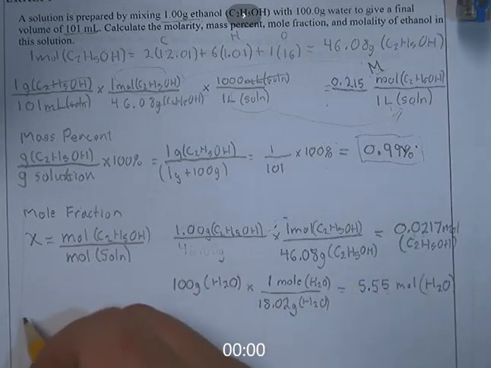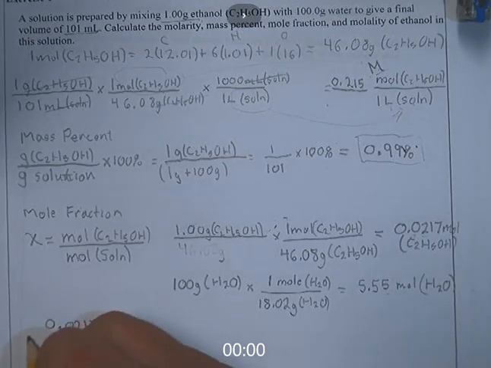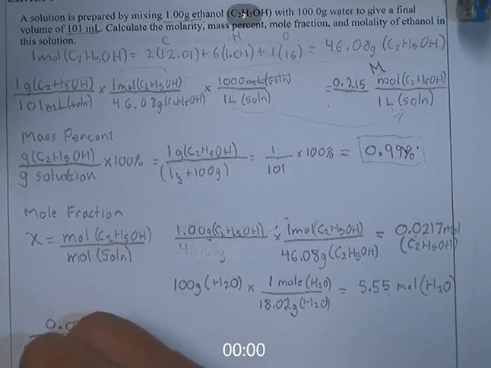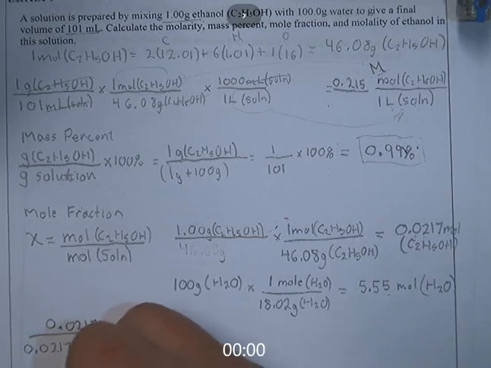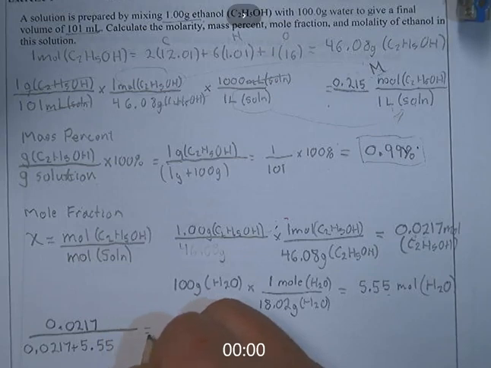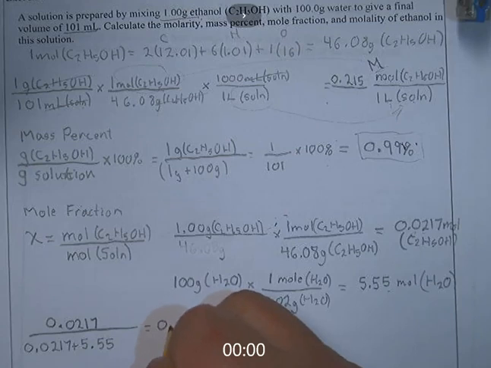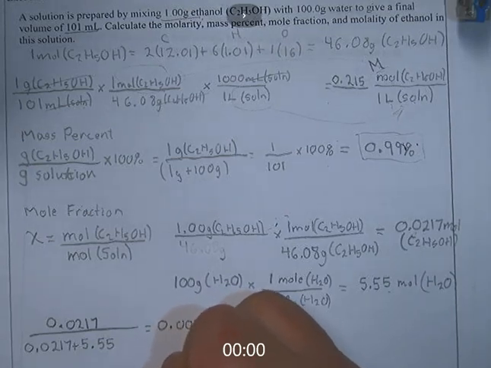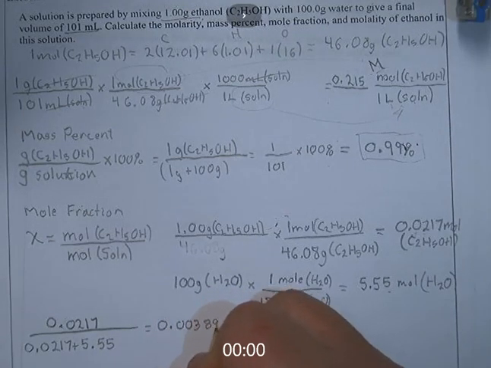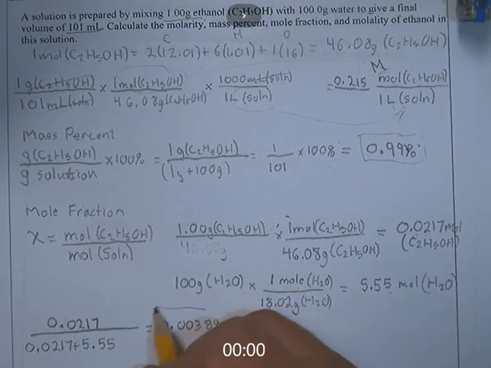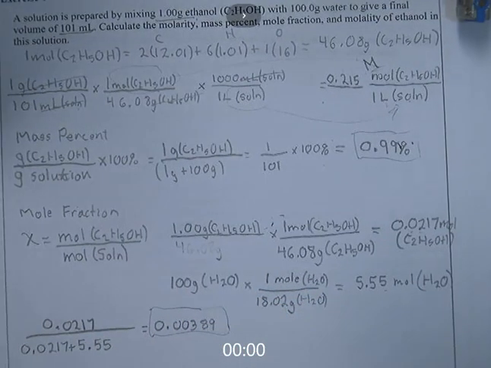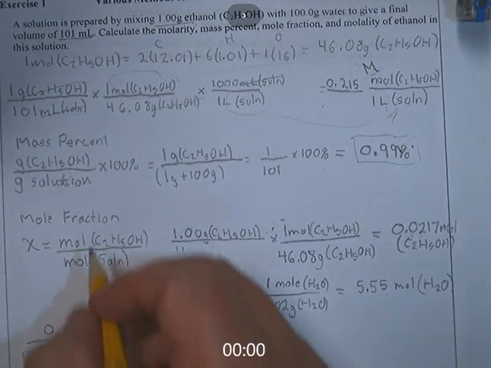So let's go down here and do that. It's 0.0217 for ethanol. And for the solution, the number of moles is 0.0217 plus 5.55. Okay, and that's going to give you an answer of 0.00389. And that's your answer. And it's a fraction, so there's no units of measure. It's just moles over moles. They cancel out. That's your final answer for mole fraction.